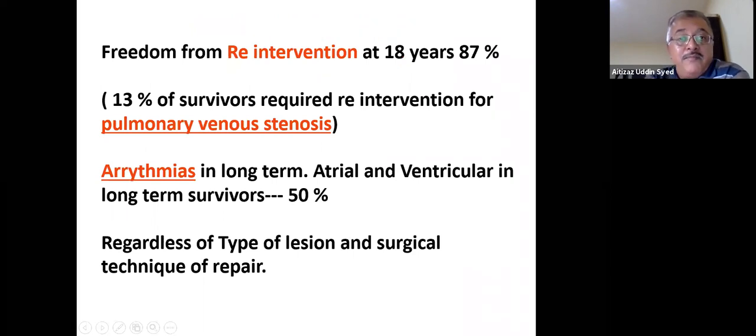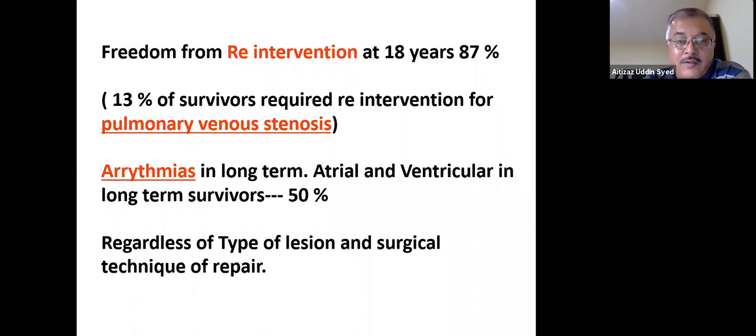Now, how many of them will remain good forever? In the literature it says 87% after a long term, and in 13% of the long-term survivors two things will happen. One is pulmonary venous stenosis, and they may require reintervention. The reintervention could be a catheter-based intervention or surgical reintervention.